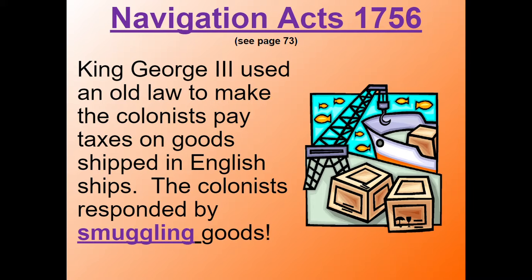Okay, the very first one is the Navigation Acts of 1756. The Navigation Acts are where King George will use an old law that makes colonists pay taxes on goods shipped in English ships. This is to pay for bringing the products back to the colonists. The colonists will get upset and they will start smuggling goods. They'll start bringing in goods and making goods on their own.